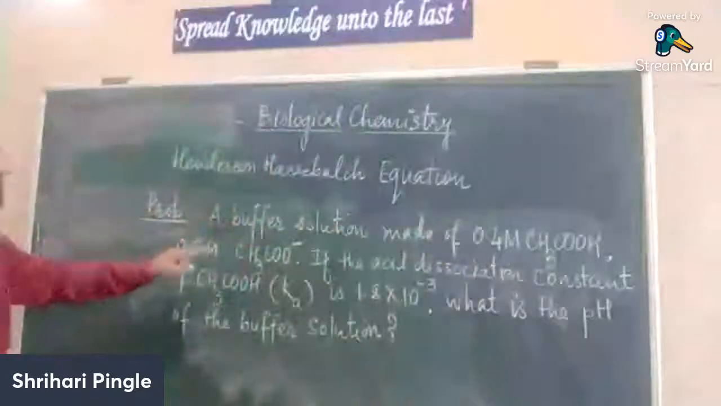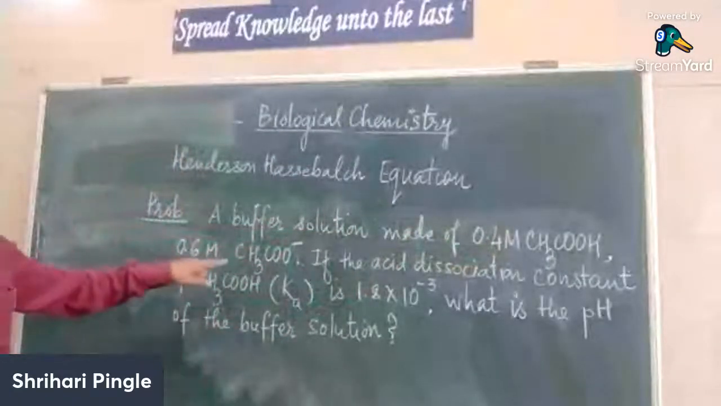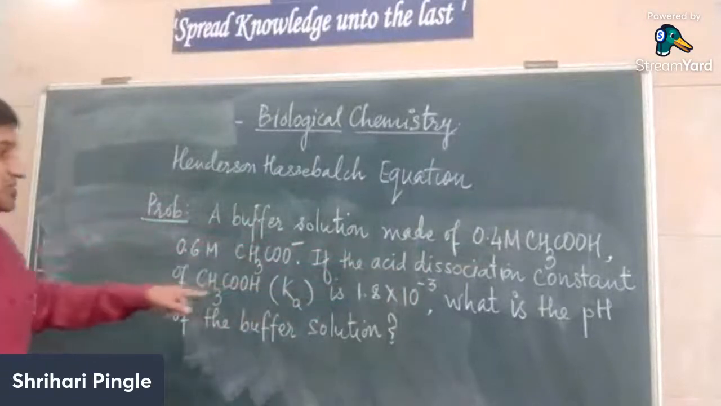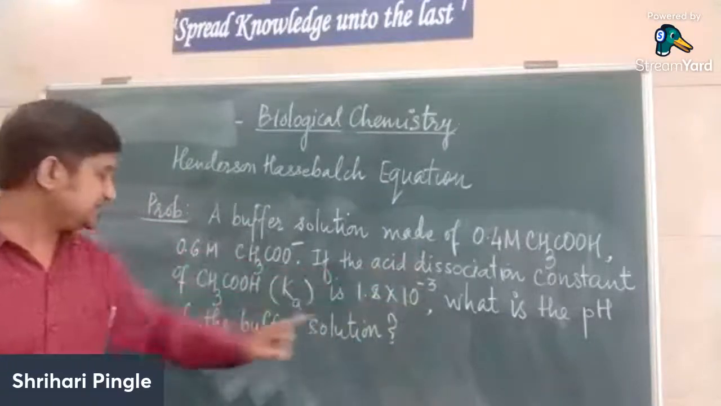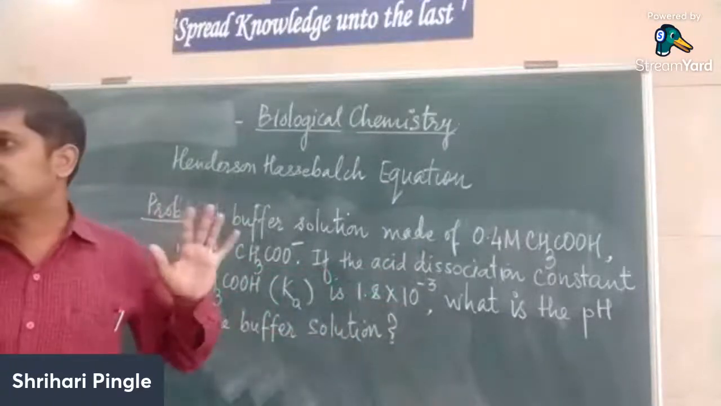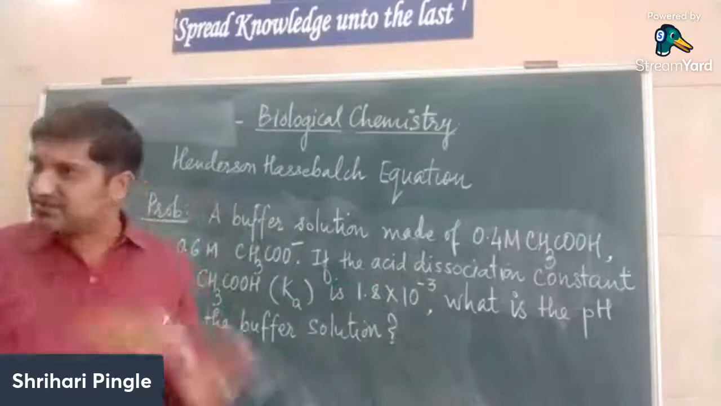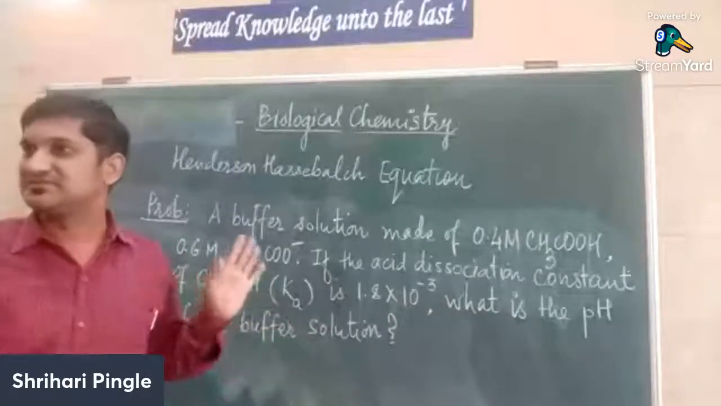So I'm reading it again. A buffer solution made up of 0.4 molar acetic acid and 0.6 molar acetate ion concentration. If the acid dissociation constant of the acid is 1.8 into 10 to the power minus 3, what is the pH of the buffer solution? I want somebody amongst you to come here and just write down the Henderson Hasselbalch equation.